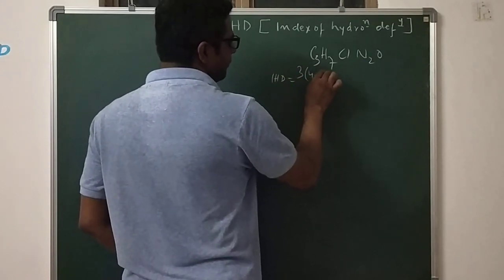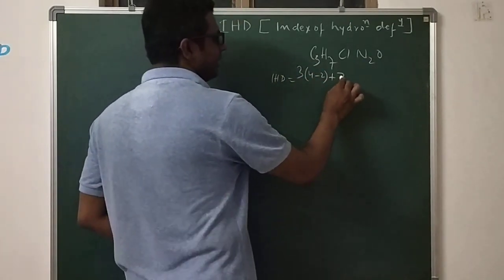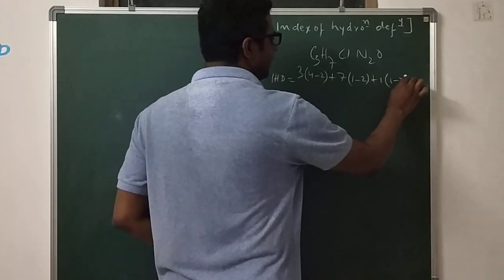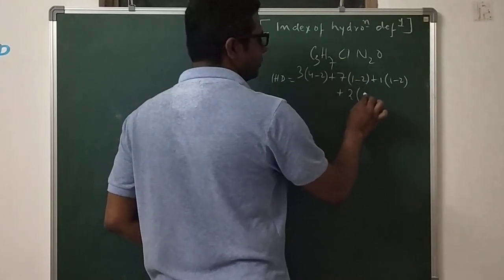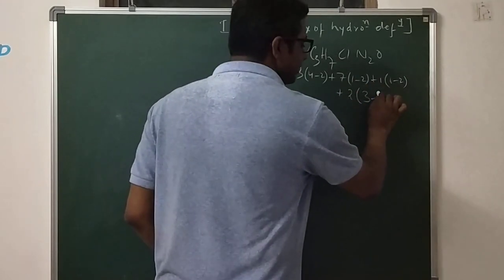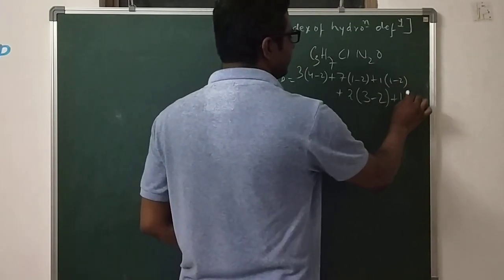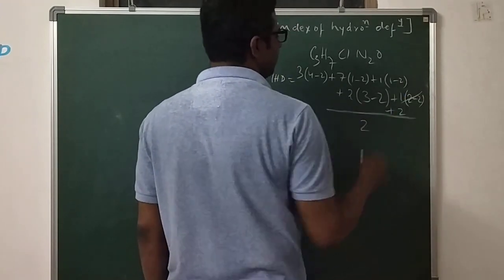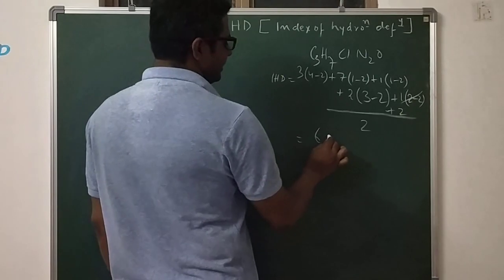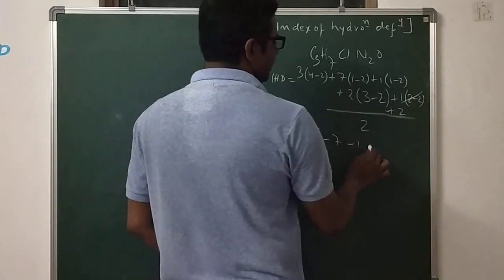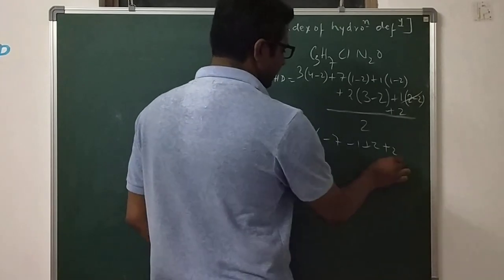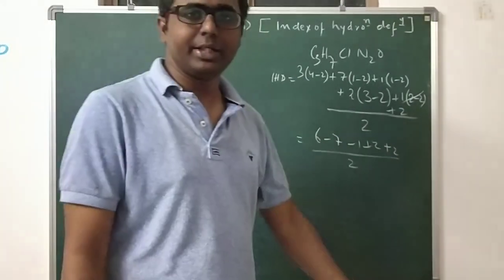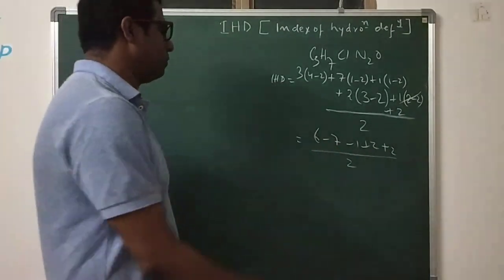3 carbon atoms, 4 minus 2, practice karo yaar, plus 7 hydrogen, 1 minus 2, plus 1 chlorine atom, 1 minus 2, plus 2 nitrogen atoms. Nitrogen has valency of 3, minus 2, plus oxygen 1 atom, 2 valency minus 2, plus 2 at the end, divided by 2. That 0 is done. This will be 6 minus 7 minus 1 plus 2 plus 2. So the whole divided by 2. How much does it come? 6 plus 4 will be 10, minus 8 will be 2, 2 by 2 will be 1.